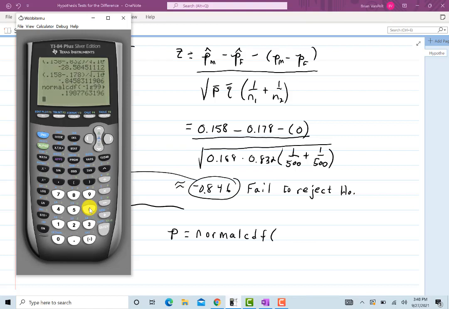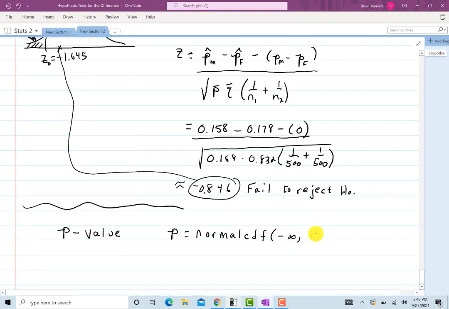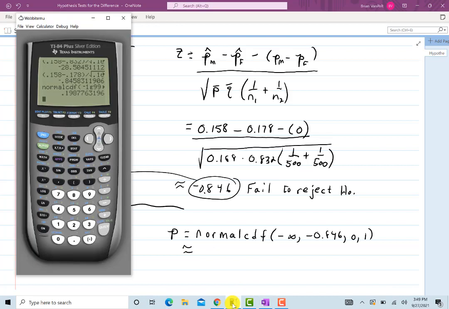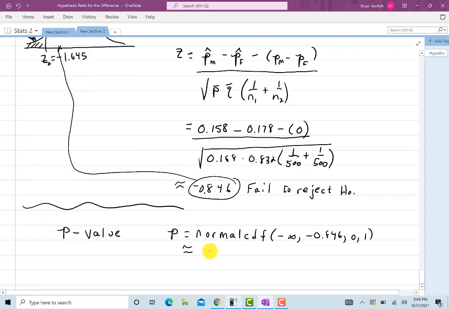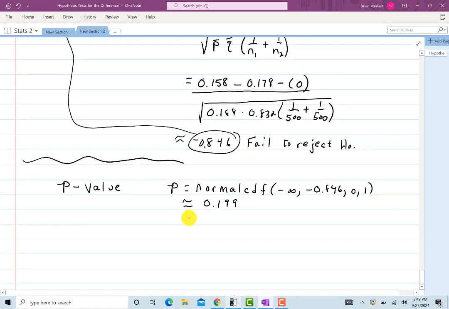And I get 0.2 to 3 decimal places. So remember, the things were negative infinity, negative 0.846, and then you could leave the rest alone. And then what it gives you here is approximately 0.199. Now alpha was 0.05. So hopefully from that you can see that P is greater than alpha, which means that we fail to reject H naught.